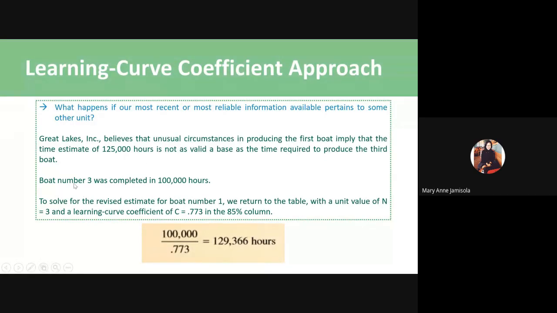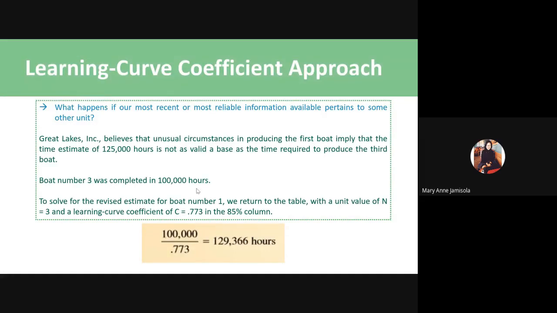But when we finish the third boat, the total hours that we have spent in assembling the third boat is actually 100,000 hours. So we can observe that the basis, this T sub 1 of 125,000 hours, is no longer a valid base. So what we are going to do is to recompute another base.